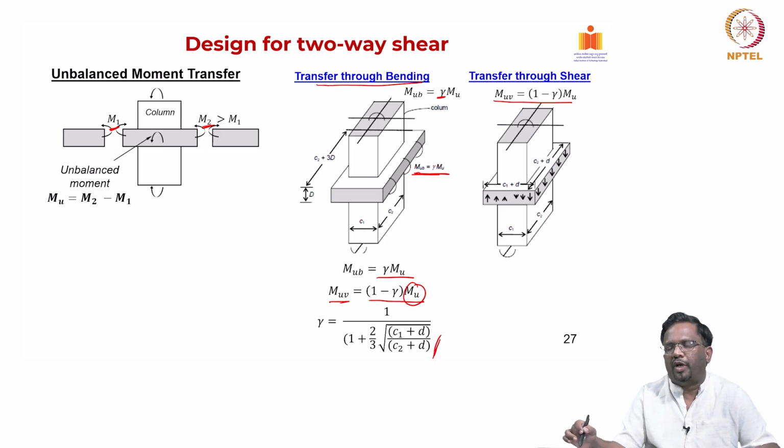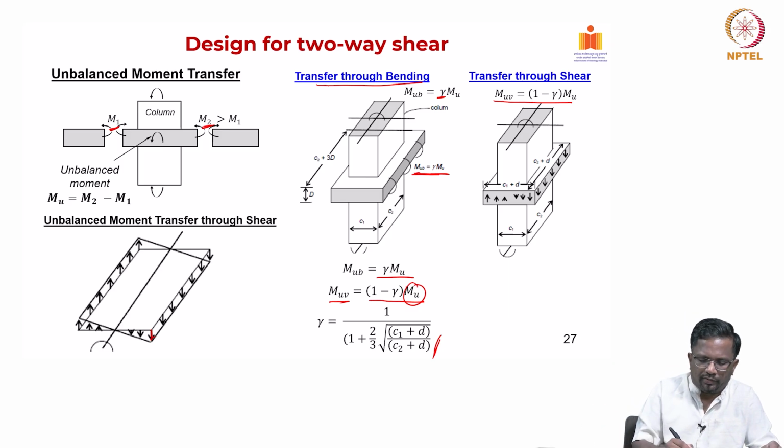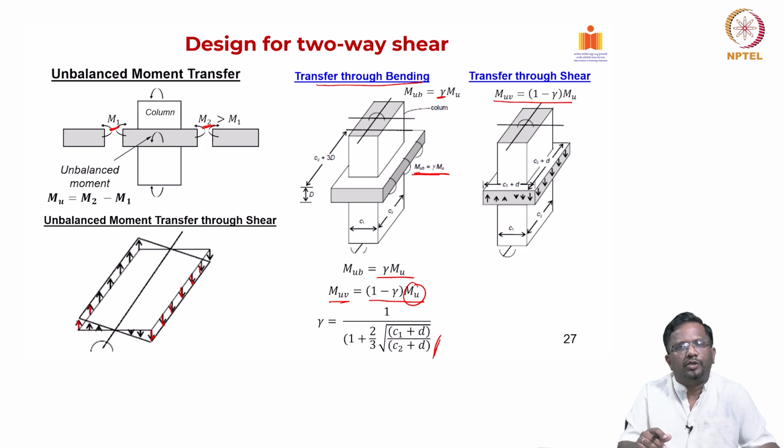Now, this unbalanced moment can increase the shear stress quite a bit. So, that is the reason the flat plate can have high shear demand, it can lead to failure in punching shear. So, this we need to account for in a proper way. Now, how is that unbalanced moment transferred through shear? For example, through linear variations of the stresses. Okay. So, you get this, then you get the resistance for this unbalanced moment.